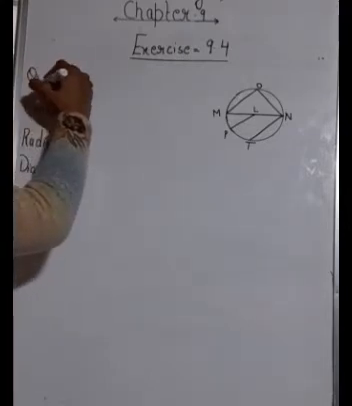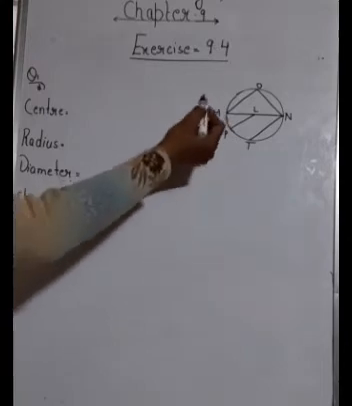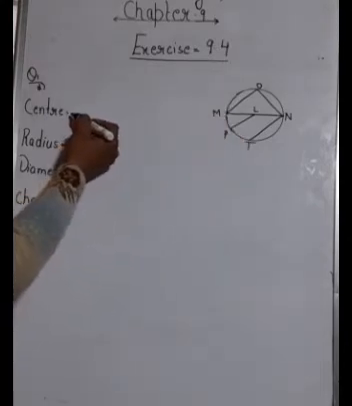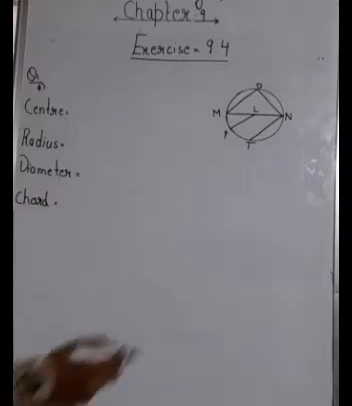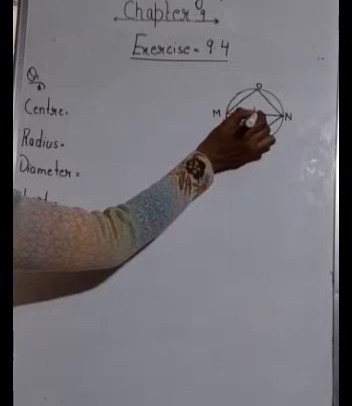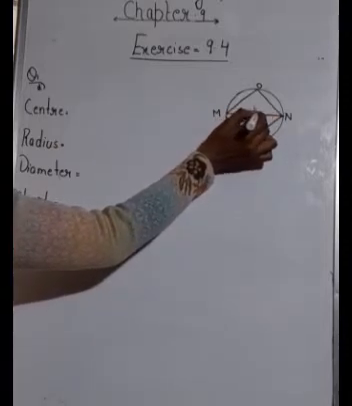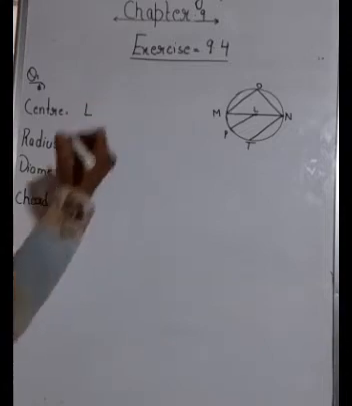We are doing your first question, and it is part D. In this question they have given you a circle and they have asked what is the center, radius, diameter and chord of the circle. So here I have drawn the circle. First come to your center. I told you this point from which we have a constant distance is known as your center. So its center is L.